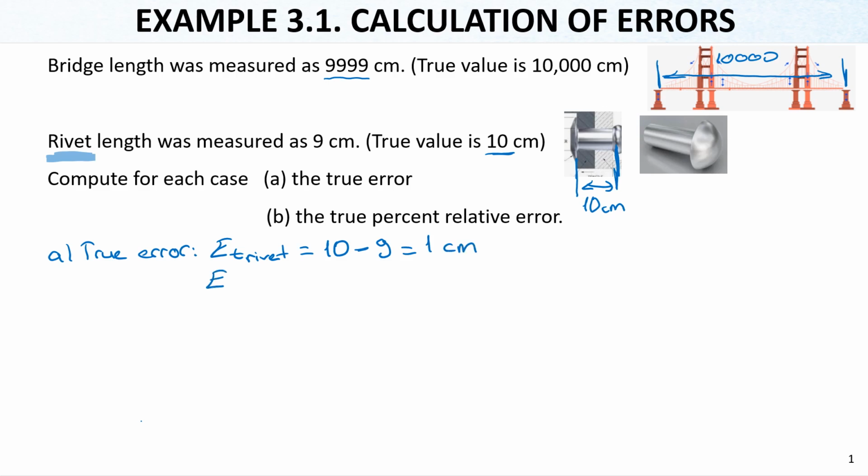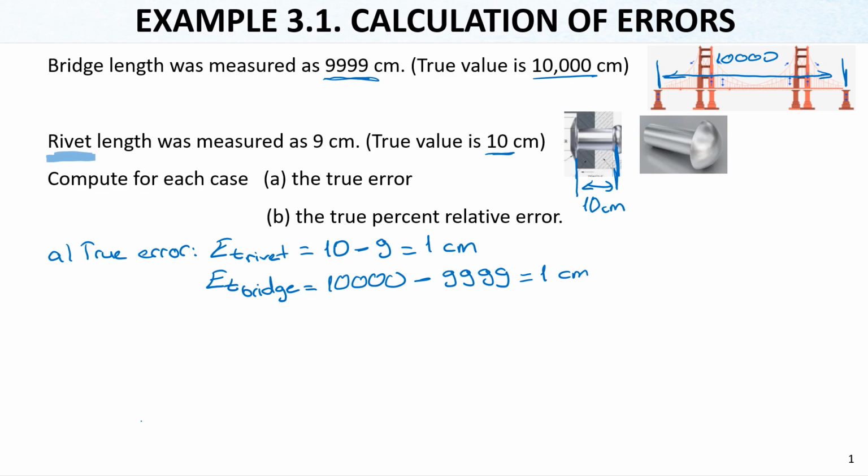Similarly, we can use the same formula for the bridge, ET bridge. This time, we will use 10,000 as the true value, as stated here, minus 9,999 as the measured value or predicted value. And we see that again we have a 1 centimeter error. You can see that both of them have the same error value, 1 centimeter.